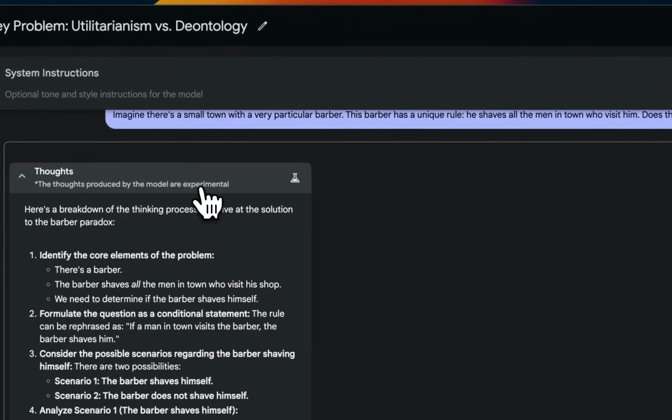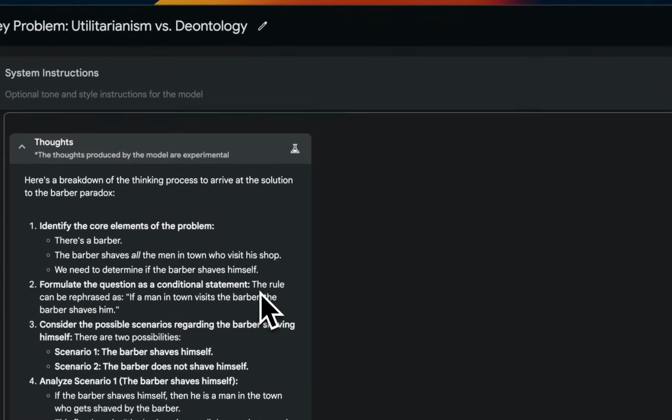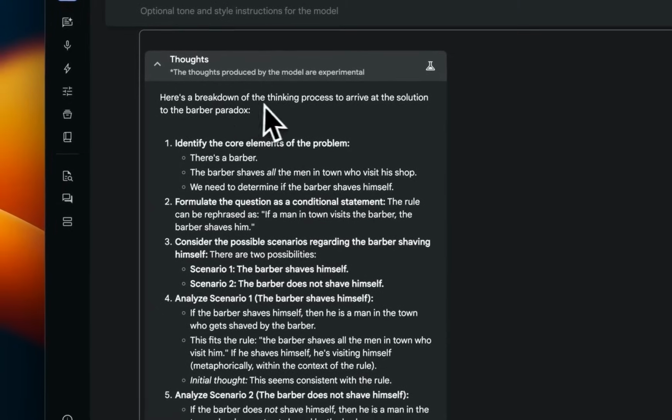But let's look at what happens here. The internal thought process says: identify the core elements of the problem. So there is a barber. The barber shaves all the men in the town who visit his shop. We need to determine if the barber shaves himself. So far, it's actually going in the right direction because here it's able to break down the original prompt and it's not talking about the people who don't shave themselves.